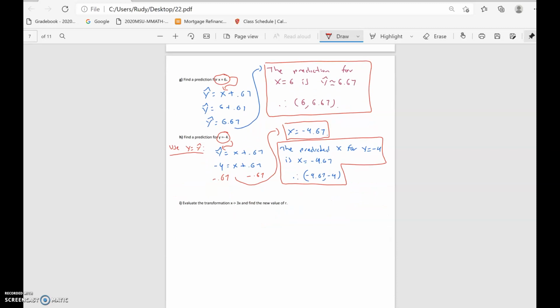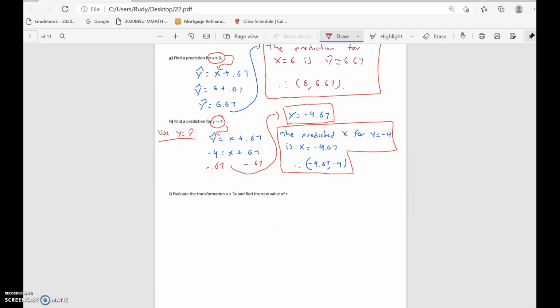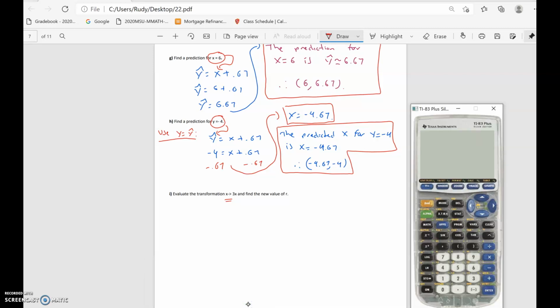Now, for the last one, they want us to evaluate the following transformation. And this is your x's become 3 times x. So this is how we actually handle this one. Now, I need you to go back to the actual data sets and then go to a new list. The transformation that we're told in here is that your x's have a multiple of 3. So you're just going to go to L3 and then say 3 times your L1.